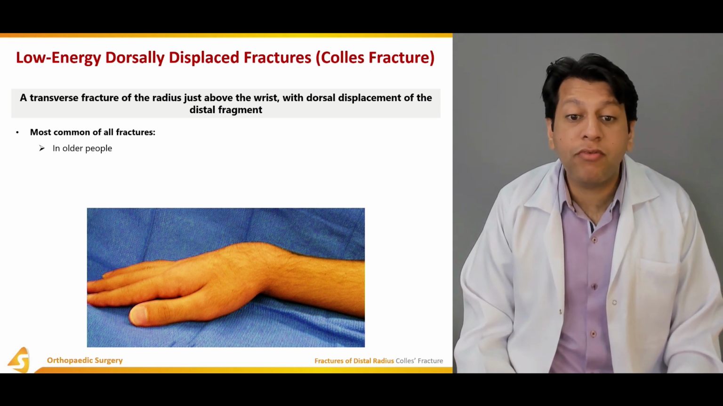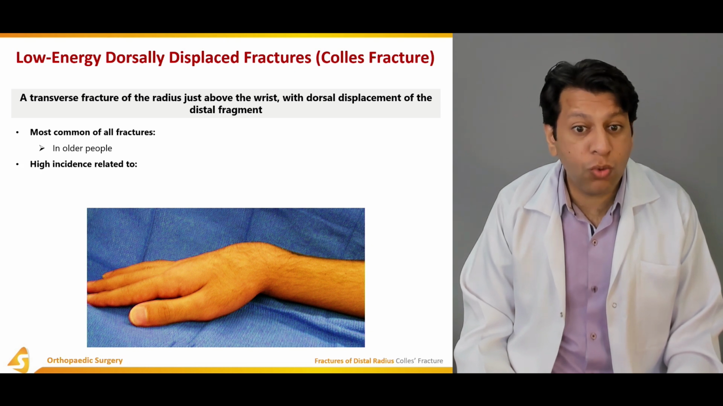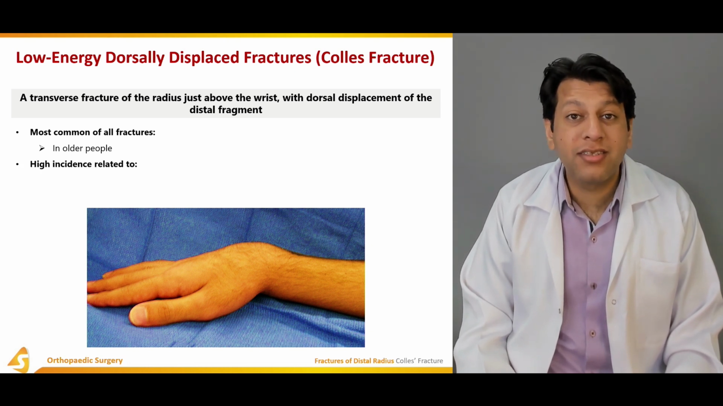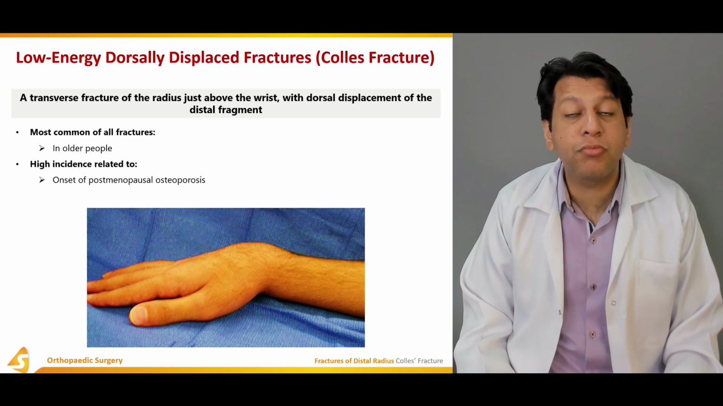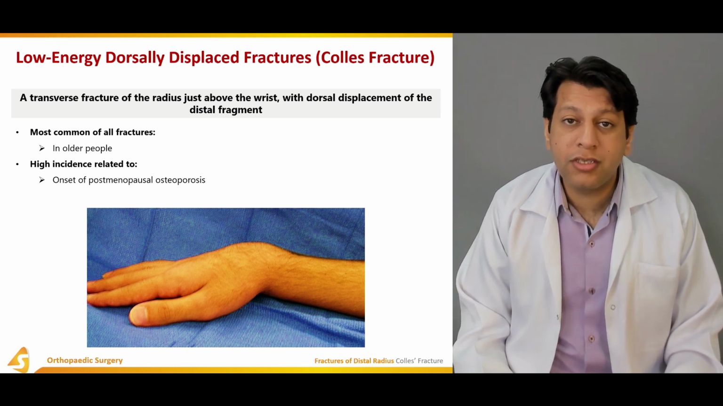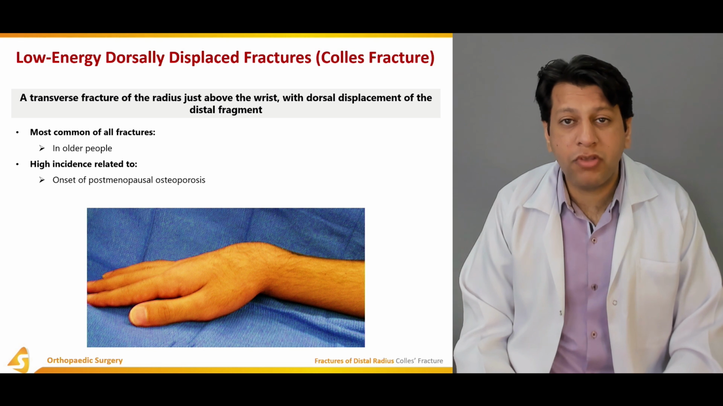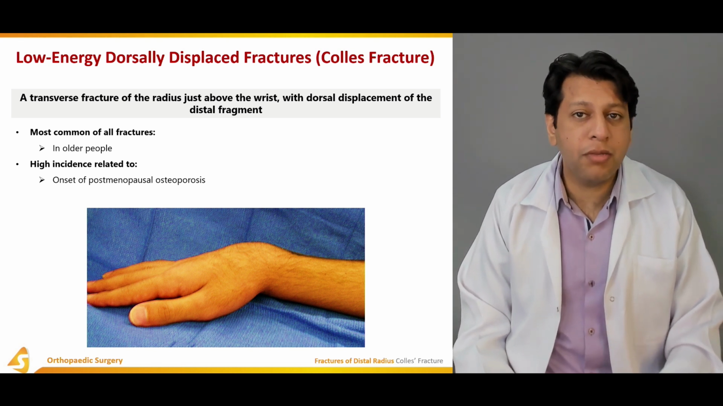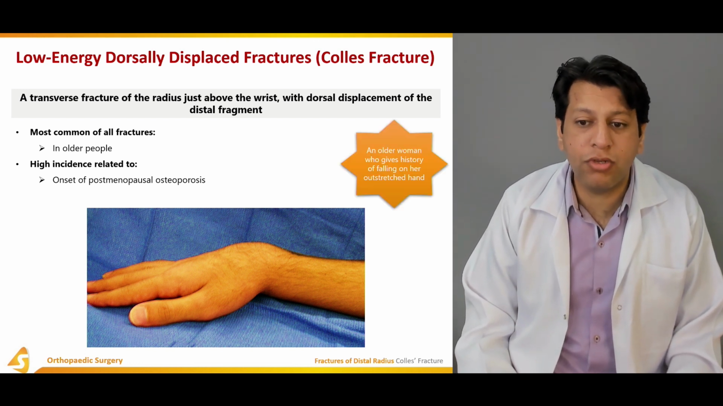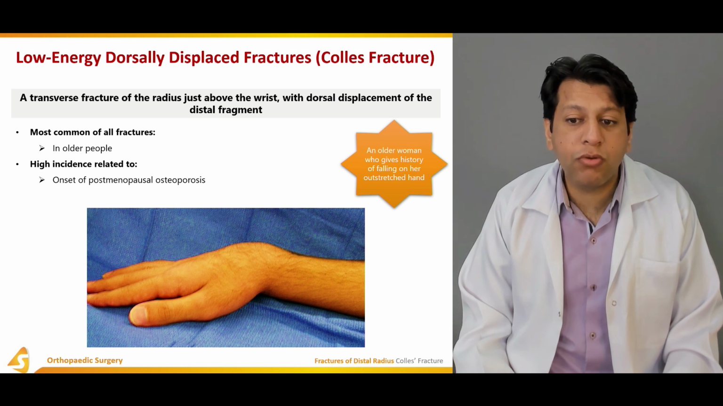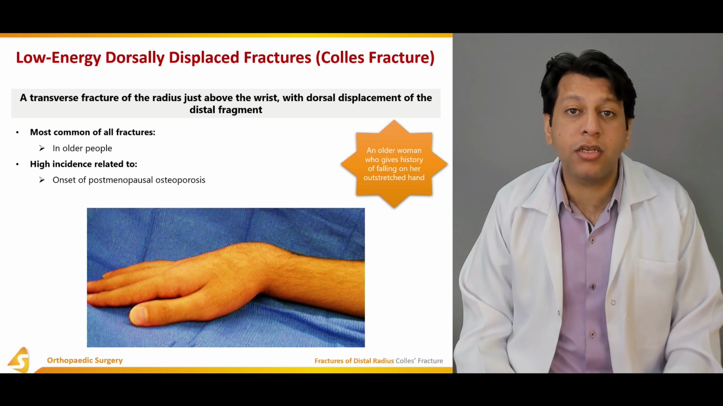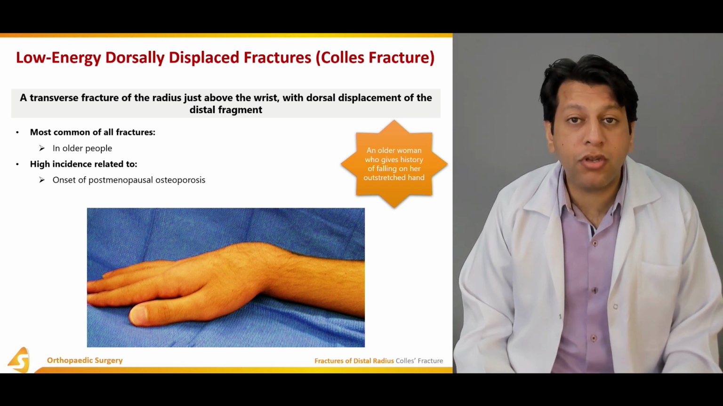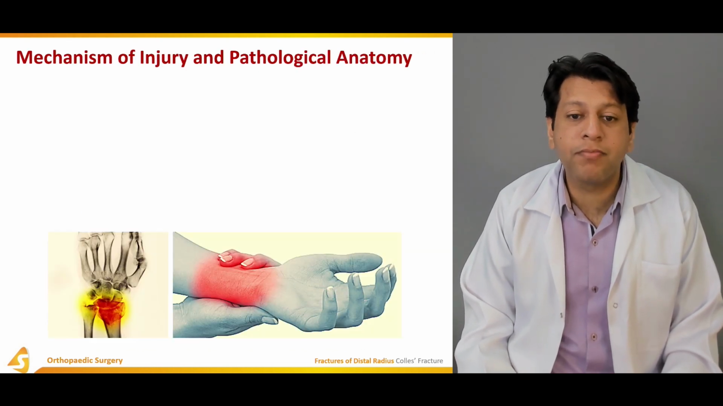The most common of all the fractures, especially in the case of older people, it has a high incidence related to the onset of postmenopausal osteoporosis. So especially the old age females who are postmenopausal with osteoporotic tendencies usually present to the ER with a history of fall on the outstretched hand resulting in a Colles fracture. An older woman who gives history of falling on her outstretched hand. This is a very common mechanism of injury or pathophysiology, especially in the case of Colles fracture.